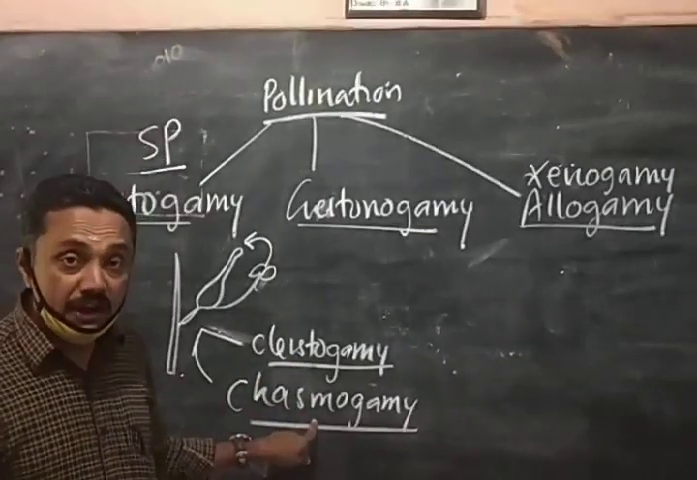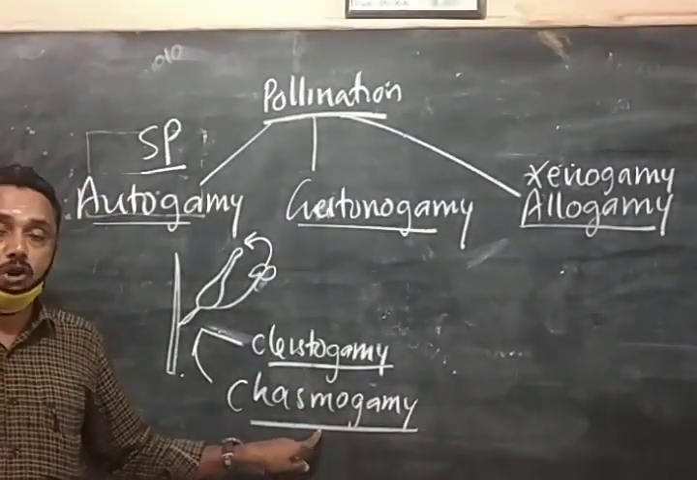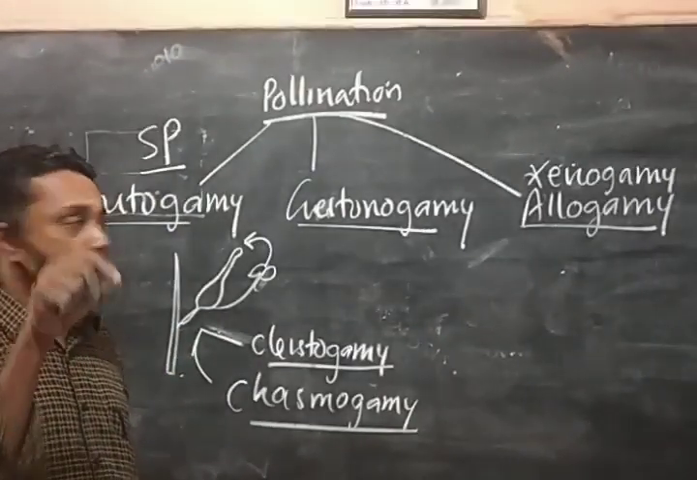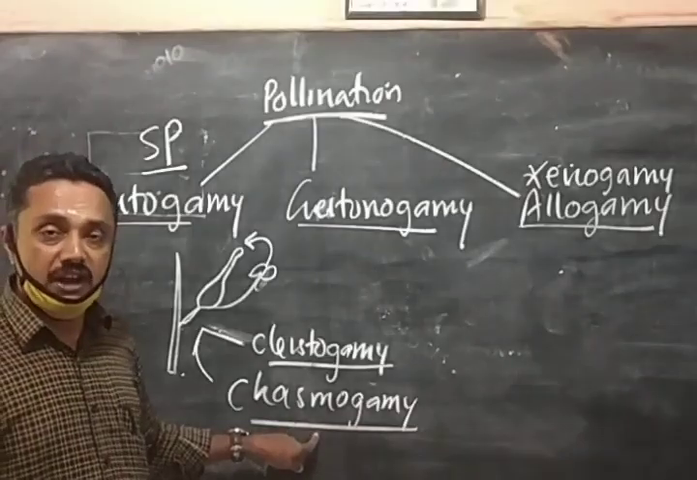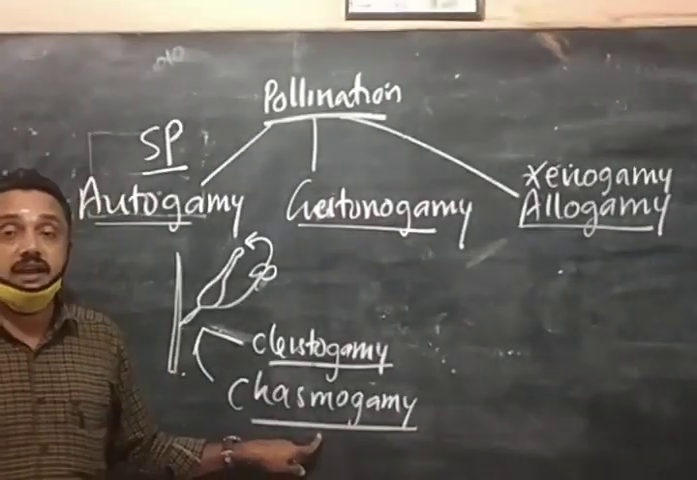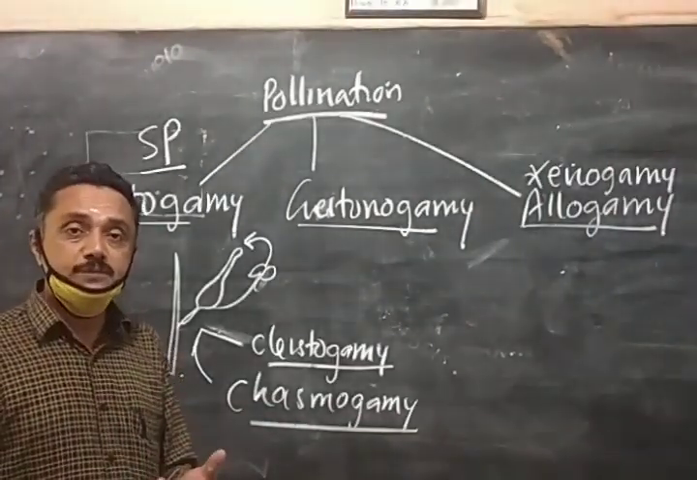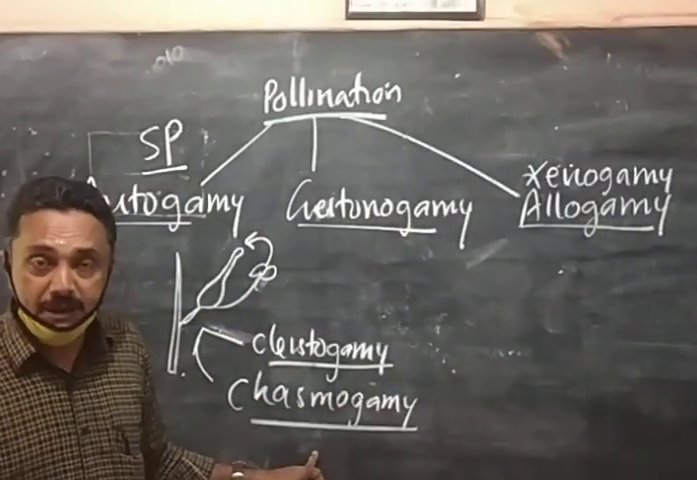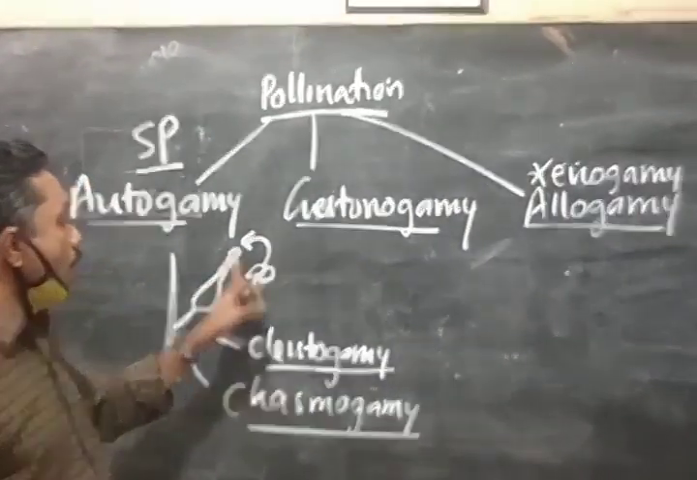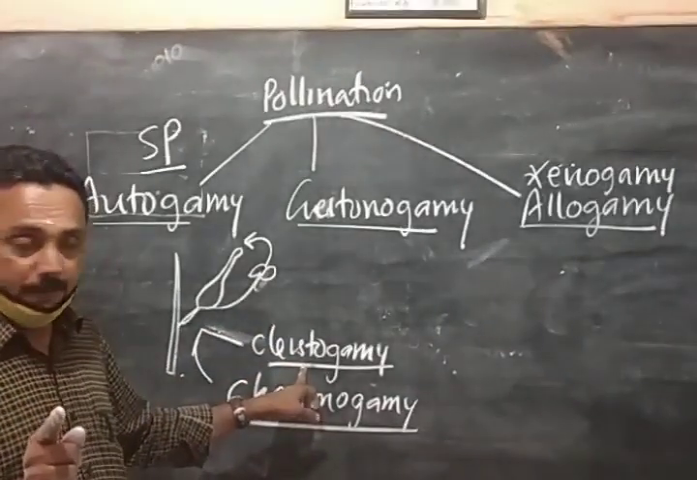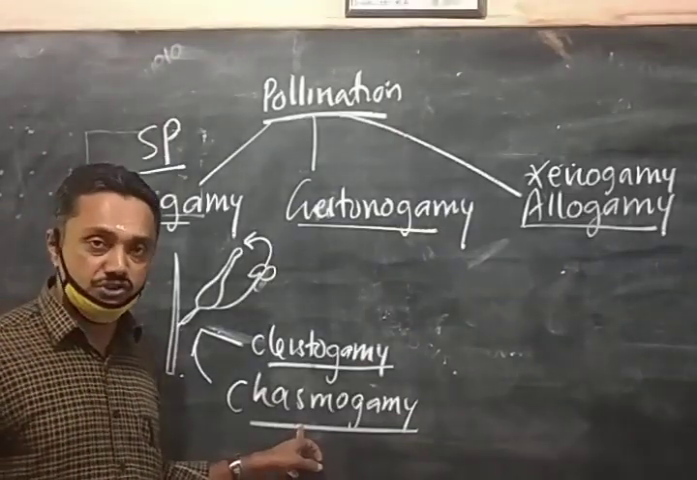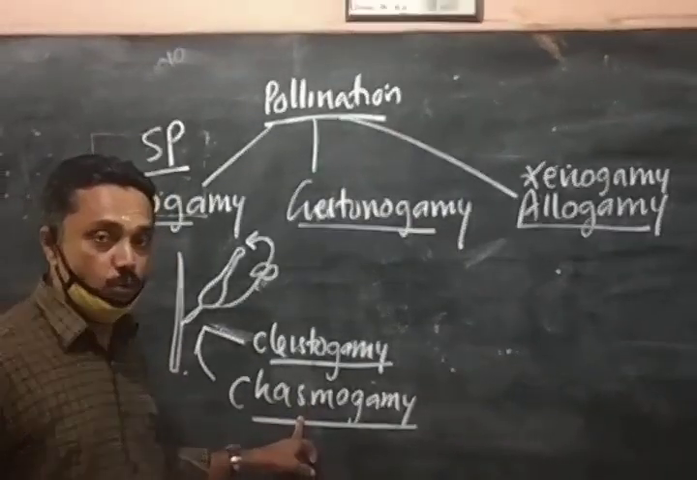And pollination in open flowers: normally flowers open, with the anther and stigma projecting out. Pollination in an open flower is called chasmogamy. So there are two types of autogamy, cleistogamy and chasmogamy. Pollination in a closed flower is called cleistogamy, and pollination in an open flower in which anthers and stigma are projecting out is called chasmogamy.